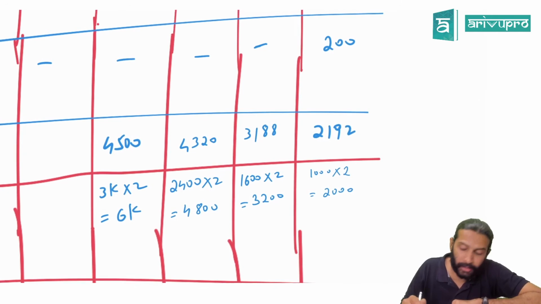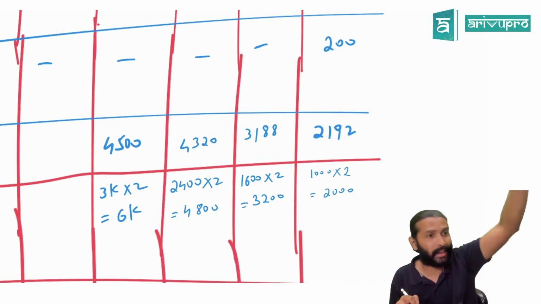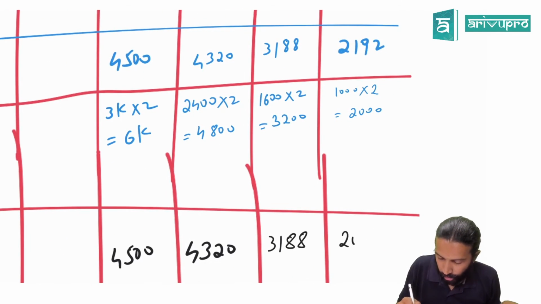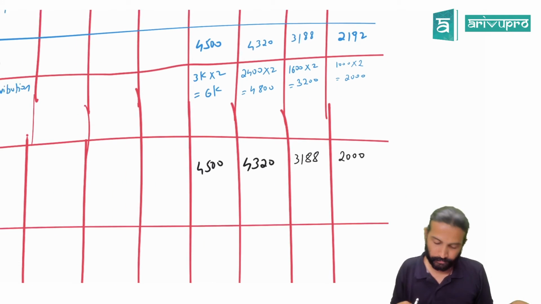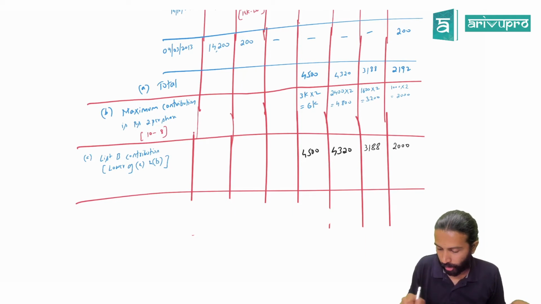Check for Mr. T. How much are you asking him to pay? 2,192. But maximum he can contribute is only 2,000. That means which is lower, sir? 2,000. So that means you can only get 2,000 from Mr. T. Okay, so if you want at the end, you can have one more column like total list B contributions.